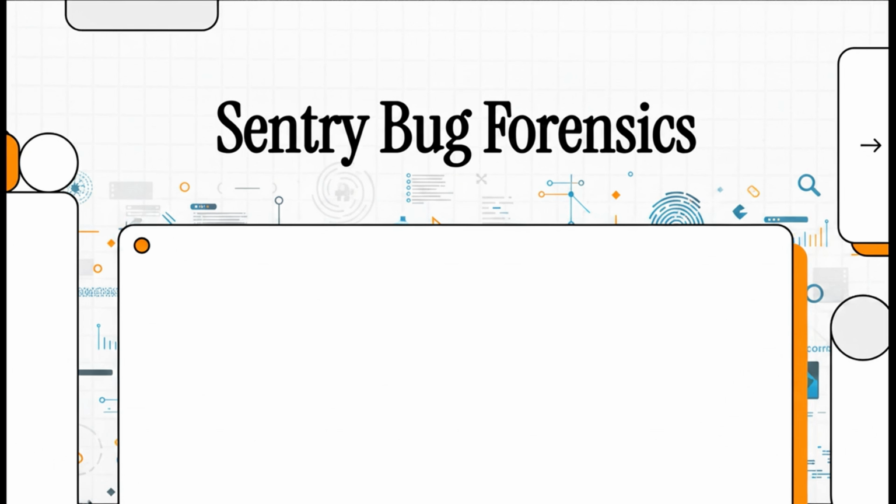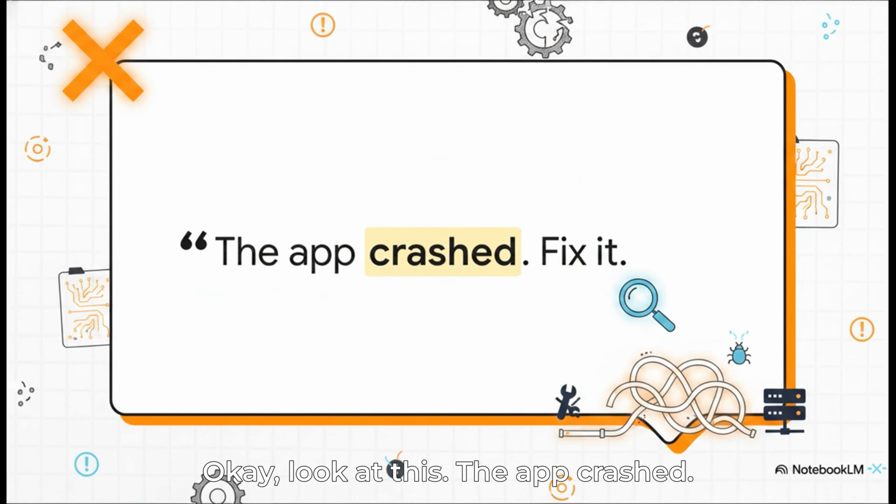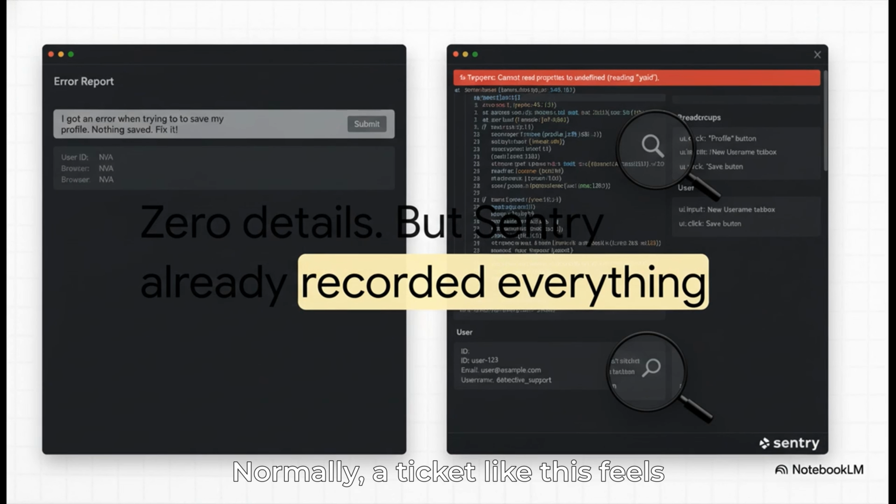Let's get into it. Okay, look at this. The app crashed. Fix it. Oh man, we have all received this dreaded, zero-detailed support ticket, right? It is universally frustrating for developers and support engineers alike, mostly because it gives you absolutely nothing to go on. It's like being told to find a needle in a haystack, but you aren't even sure if it's a needle you're looking for. Normally, a ticket like this feels like a total dead end. Zero details basically means zero direction.